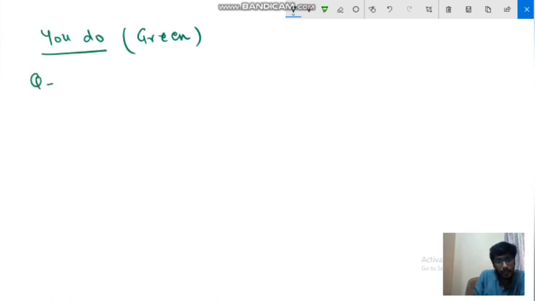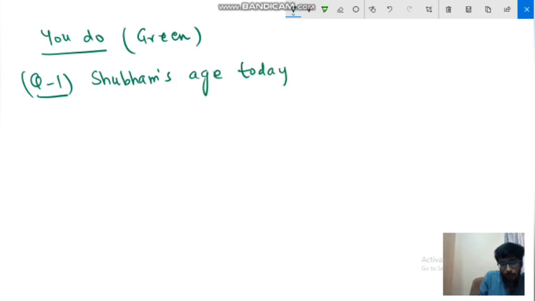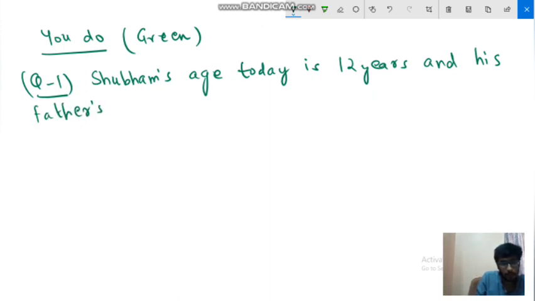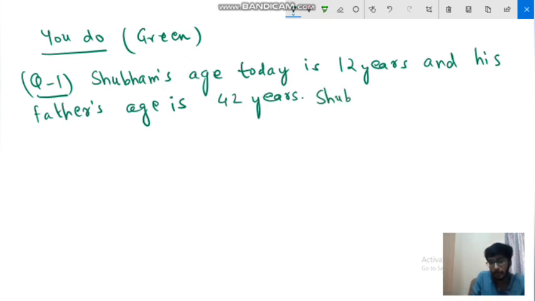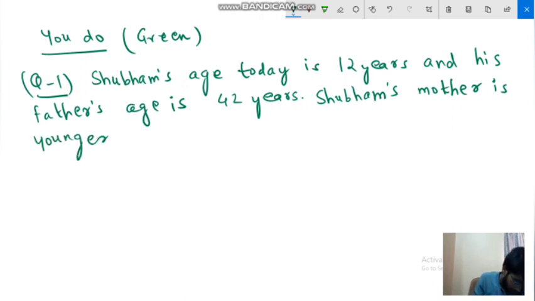The question is, you are given Shubham's age. Shubham's age today is 12 years, and his father's age is 42 years. Also it is given that Shubham's mother is younger than his father by 6 years.